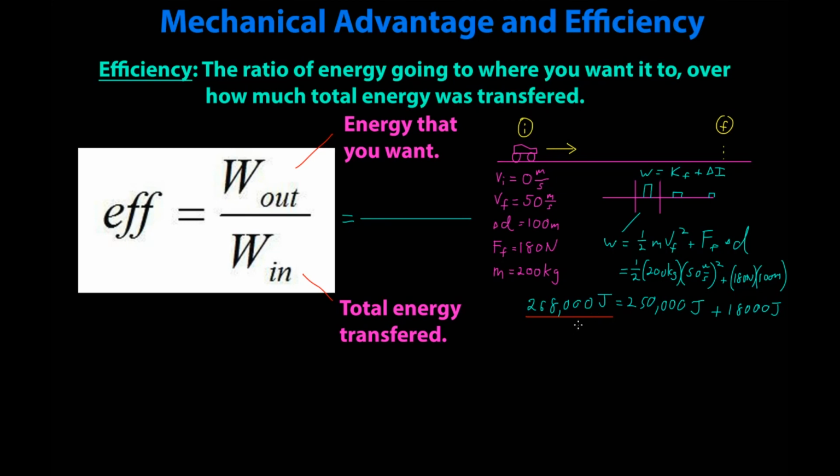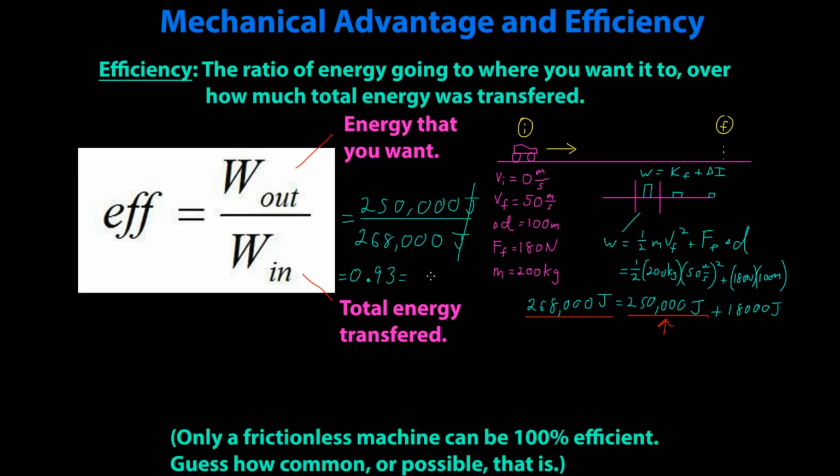The energy transferred from the chemical energy in the gasoline, which is not considered to be in the system, is 268,000 joules. The energy the driver wants is kinetic energy, and that is 250,000 joules. Again, units cancel. This would give me 0.93, or as it's usually put, 93% efficiency. So 93% of the energy that was transferred goes to where you want it to go. So 93% of the energy goes into kinetic energy, which is where the driver wants it to go. The other 7% went to internal, which is useless to the driver.